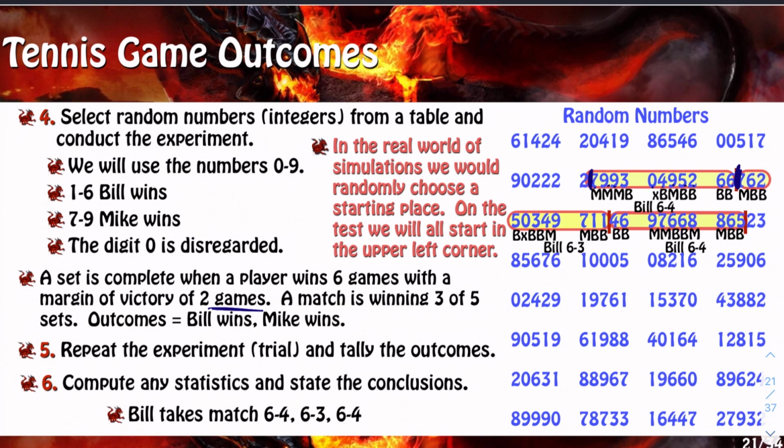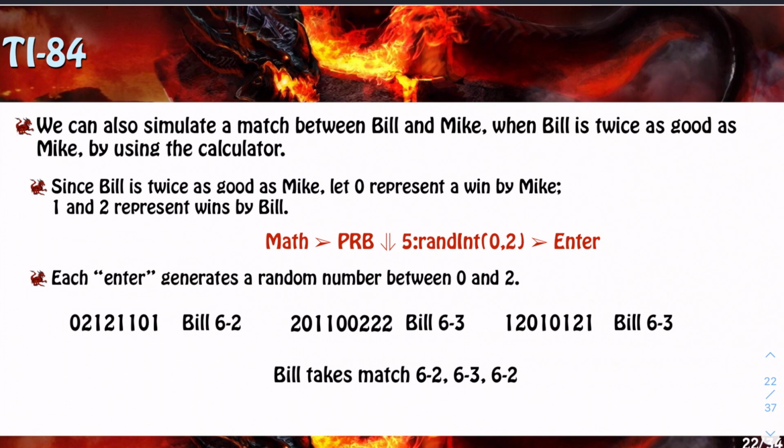So if we started at the 7, the first one is 6 to 4, Bill. The second set is 6 to 3, Bill. And the third set is 6 to 4, Bill. So this gives us our conclusion of our tennis match between Bill and Mike.